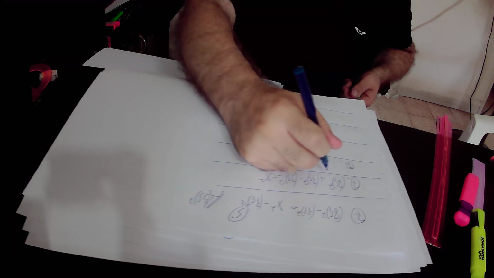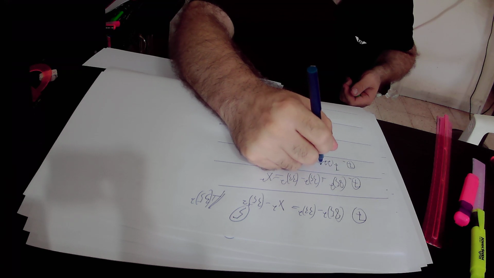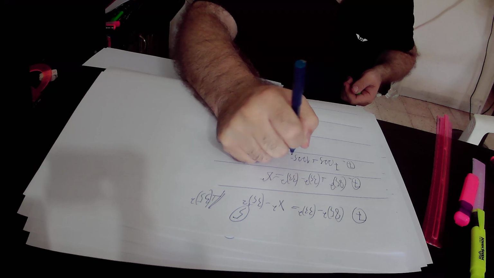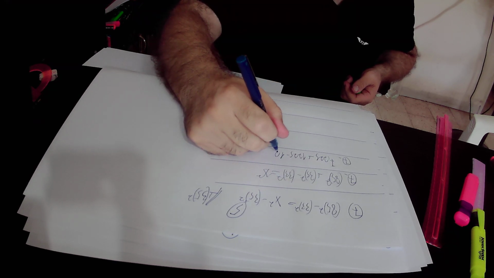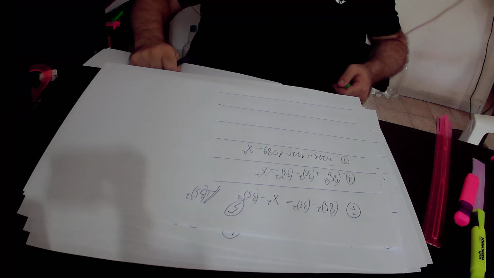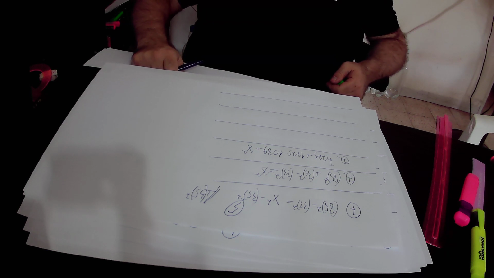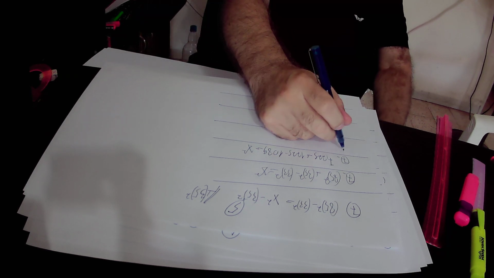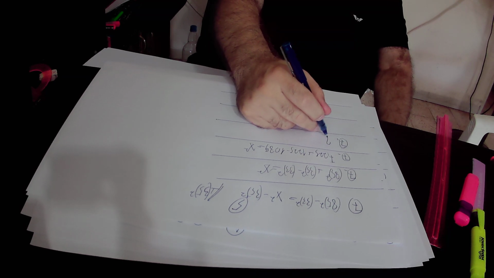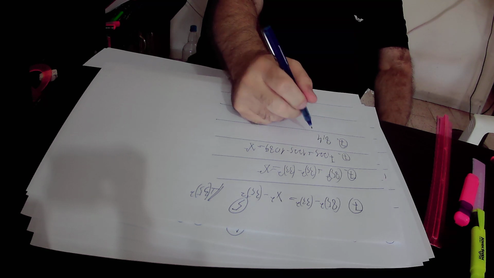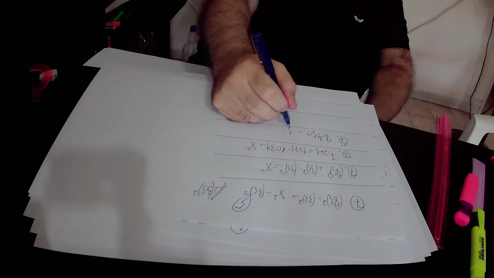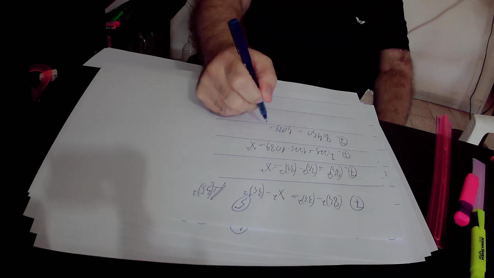So 85 square is 7,225, plus 35 square is 1,225, minus 33 square is 1,089. It is equal to x square. Here, 7,225 plus 1,225 is equal to 8,450, minus 1,089 equals x squared.